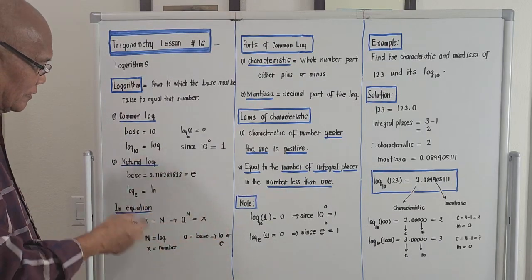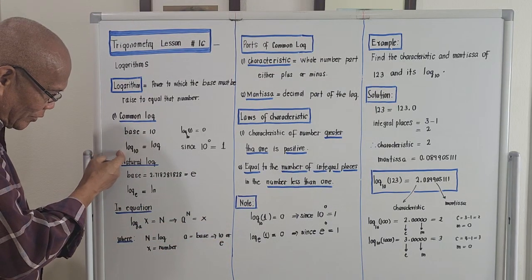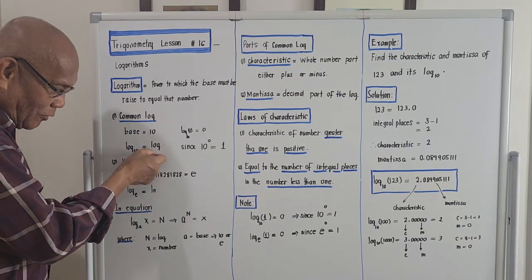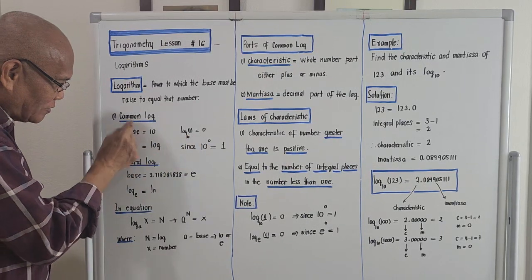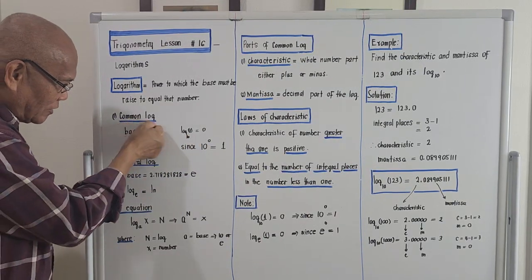Okay, I will repeat it. The common log with the base of 10 is just simply log. No 10 here, it is understood that the base is 10, and this is under common log.